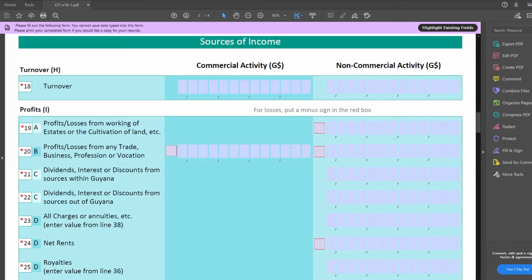Optimal Revenue Management System, Corporation Tax. Welcome to part 2 of this step-by-step demo on completing the corporation tax return.